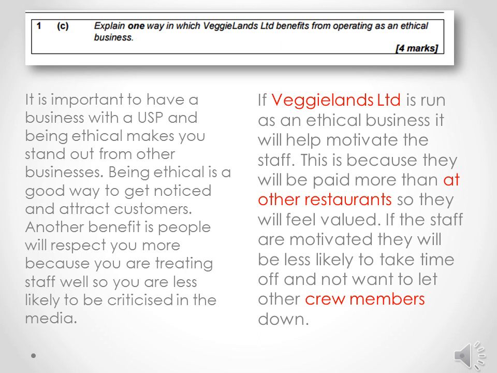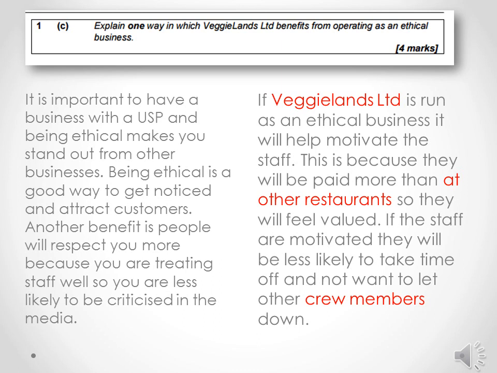They're operating as a restaurant, so that's application, that's information that you've got from the case study. Okay, it doesn't link to a jeweller's, a butcher's, a bakery. It's a restaurant, so they will feel valued. If the staff are motivated, they'll be less likely to take time off and not want to let other crew members down.